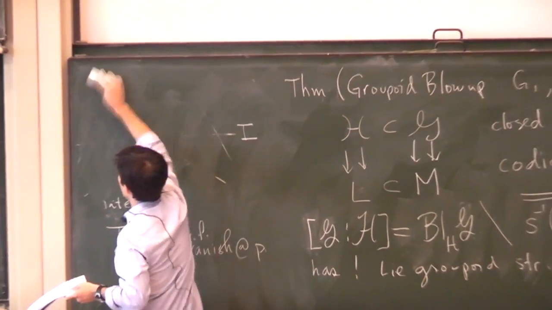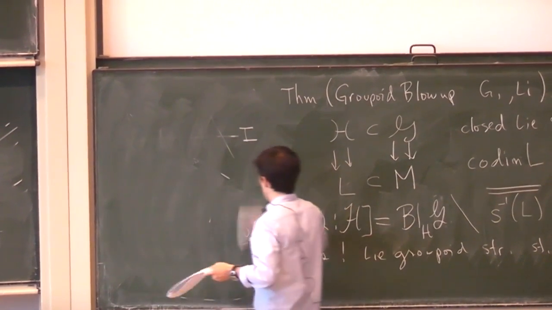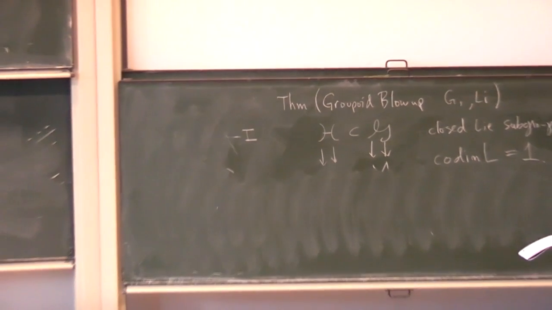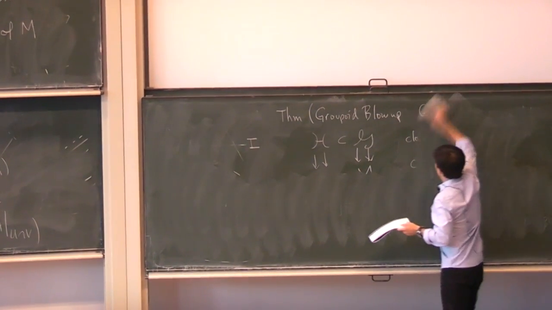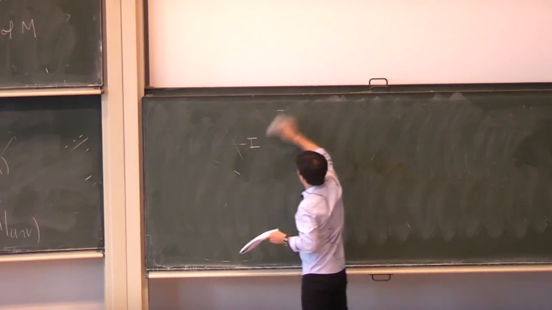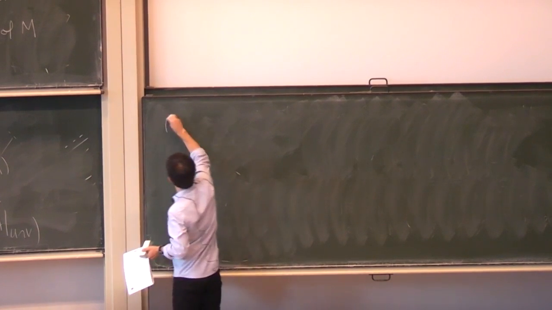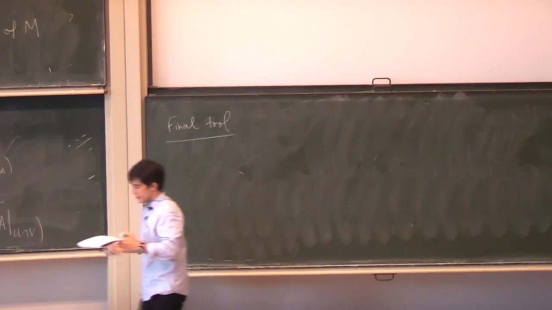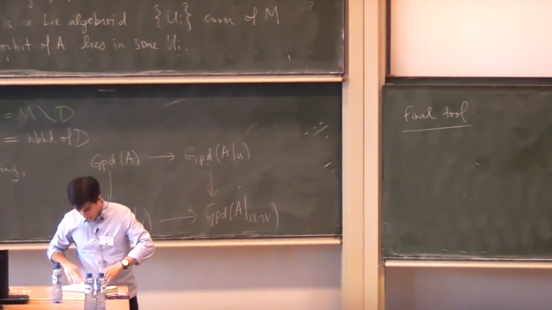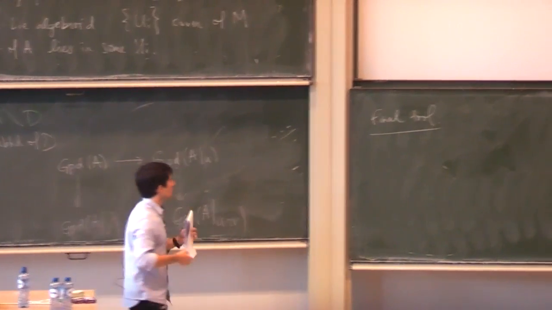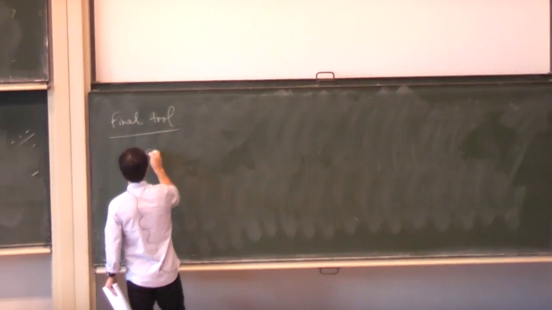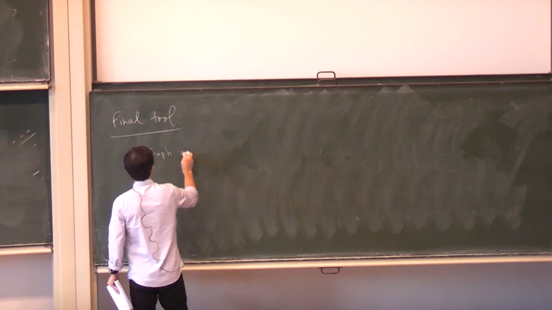And so this allows you to reduce the problem of classifying all groupoids to classifying them locally with respect to one of these coverings, and then gluing them all together. And the final tool to put them all together is what we call the graph of fundamental groups. So what you need to do is you need to produce a graph of groups.